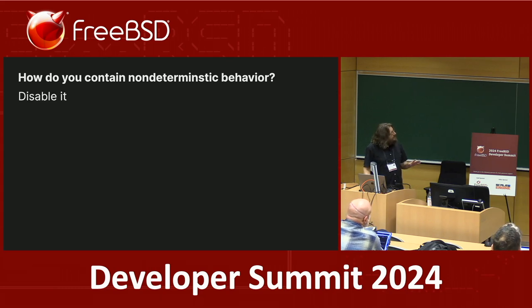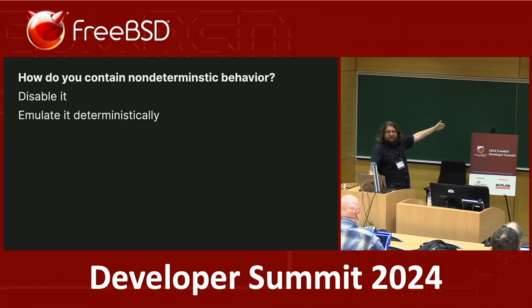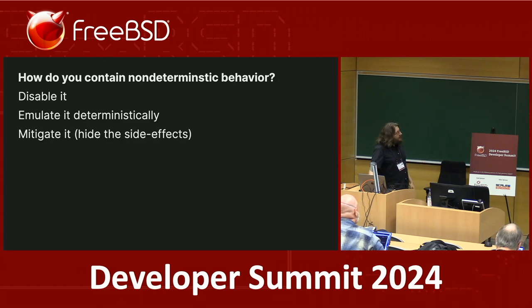So, one, disable the behavior that you don't want, right? If it's a behavior that you don't need, just turn it off. Don't do it, right? Two, emulate it in some deterministic fashion, right? This is why we're using a hypervisor. You knew we were gonna emulate a whole bunch of stuff. We were gonna intercept what the physical hardware is trying to do, and we're gonna try to contain the side effects through emulation. And finally, number three, try to mitigate it. Try to detect it and hide the side effects in some way.